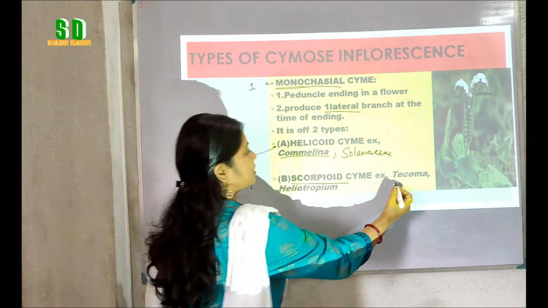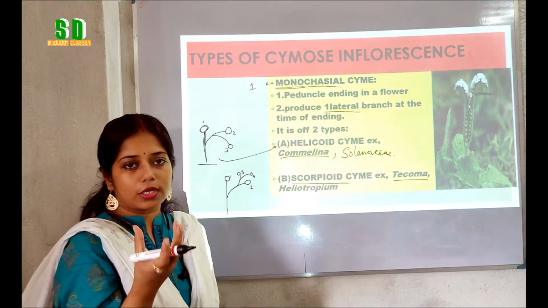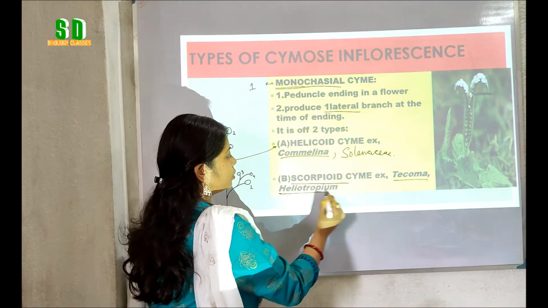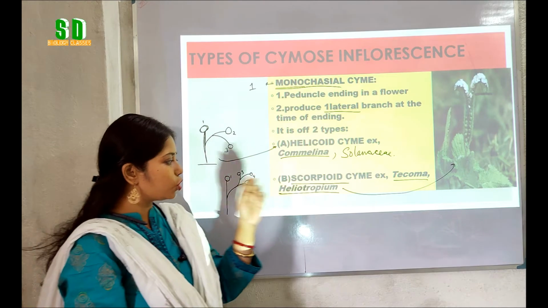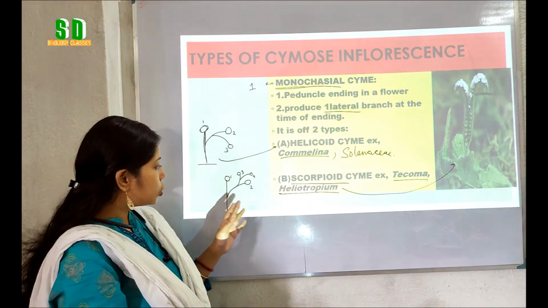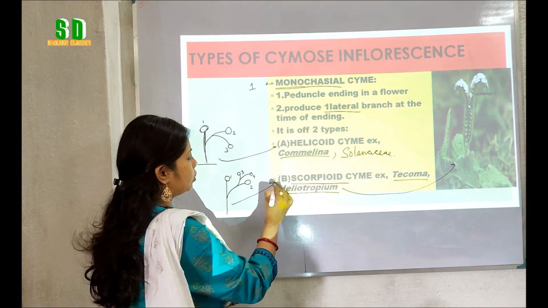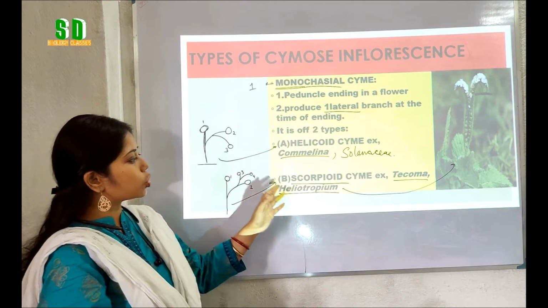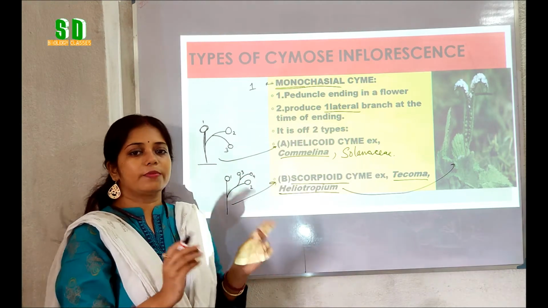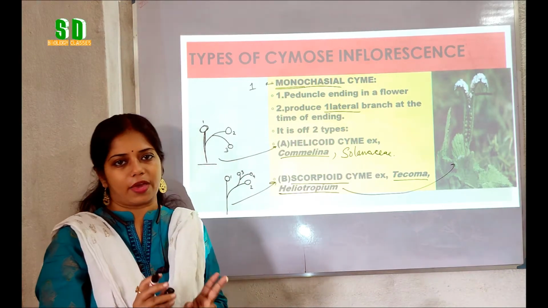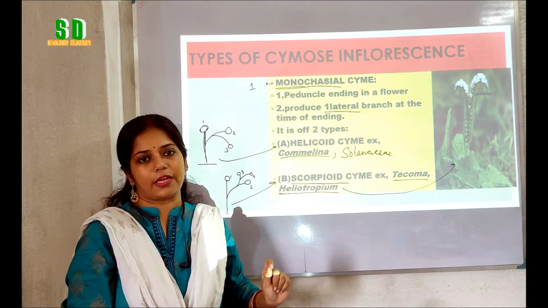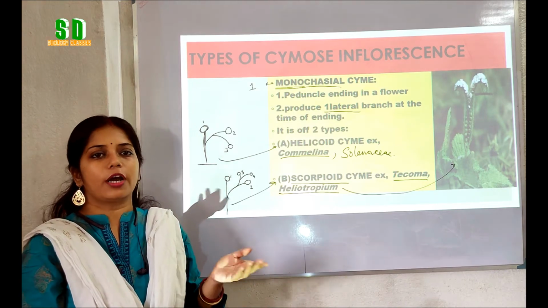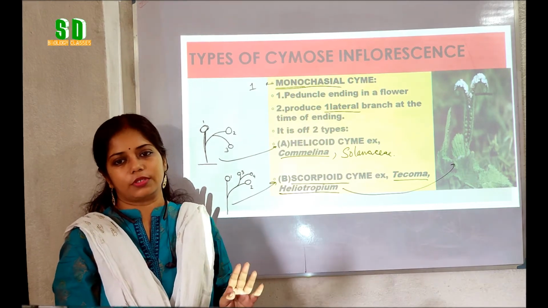We can see it in Tecoma, that is the yellow colored flower, and also in Heliotropium. This is the example of Heliotropium that belongs to family Boraginaceae. So this is the picture of the scorpioid type of cyme where branching occurs in a zigzag manner. These are the two types of monocasial cyme. Now we will know about another type of Cymose inflorescence.